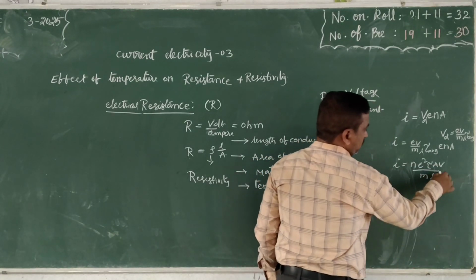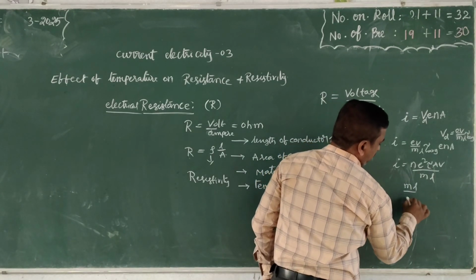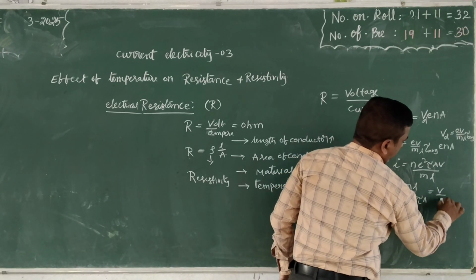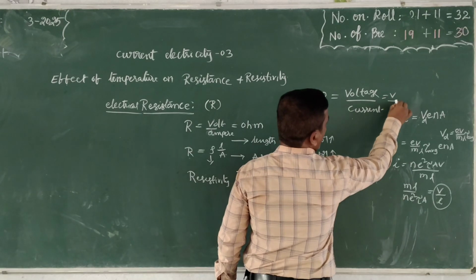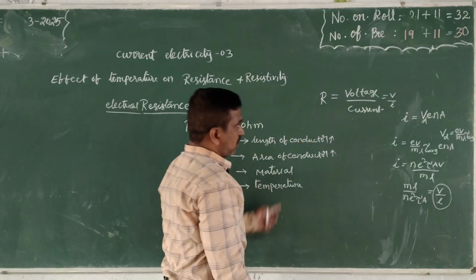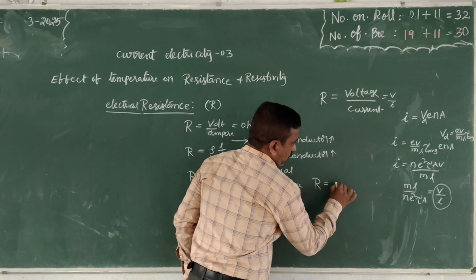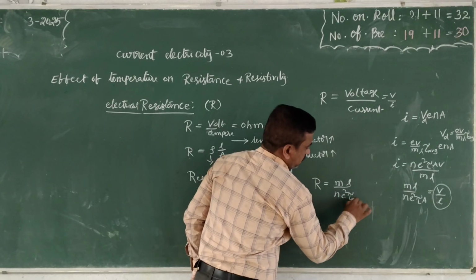See here, I changes to this side, the remaining changes to this side. Now what we get here is m L by n e square tau A, which equals V by I. V by I means voltage by current. So instead of V by I we can write this value. So we can write R equals m L by n e square tau A.